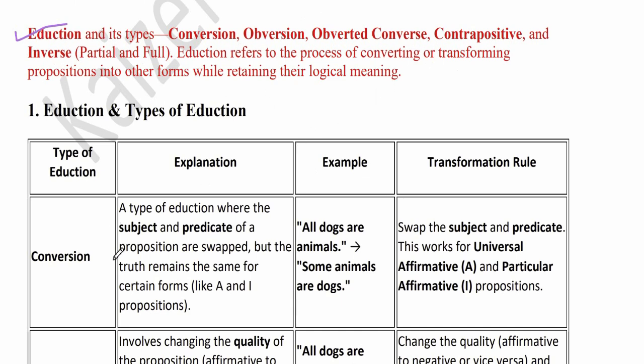Okay, so in conversion, we can do direct, this is known as immediate inference. That is, immediately we can infer into another proposition. In this type of eduction, subject and predicate of a proposition are swapped. SP becomes PS, but the truth remains the same for certain forms. For example, A goes to I proposition. E remains E, I remains I, and O is not possible in conversion.